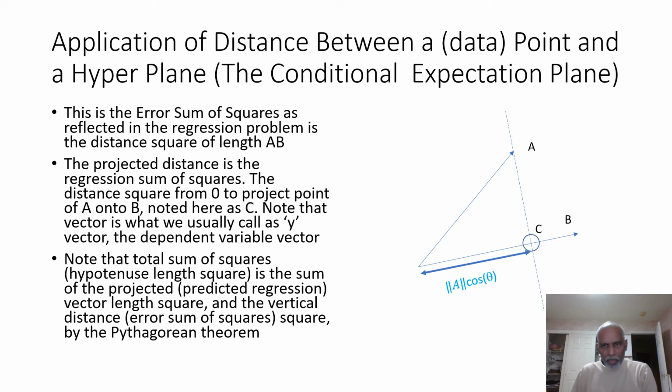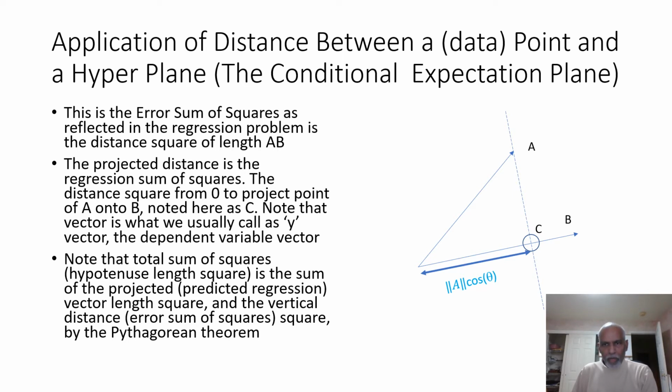One is the vector A, which is a multidimensional x input vector, and vector B is your dependent variable vector, and C, the point of projection of A onto B, is another vector. Three vectors are there. In the regression problem, the regression sum of squares is the distance squared from the origin to the point C.